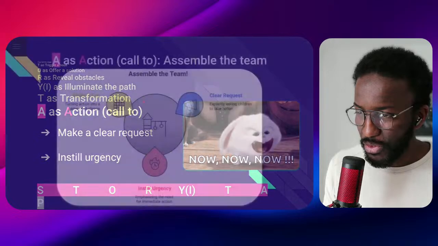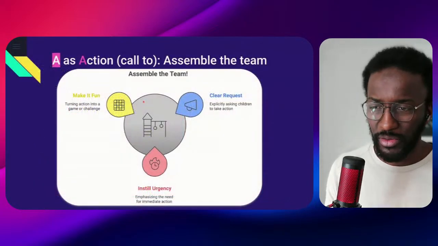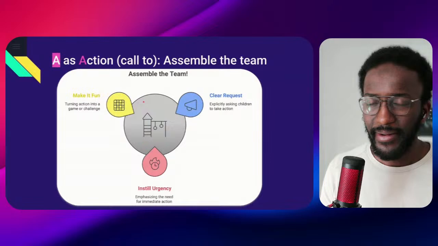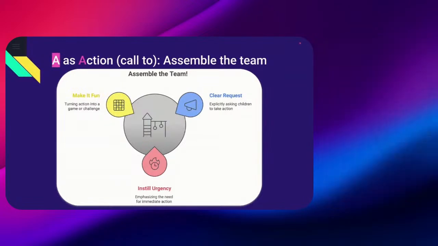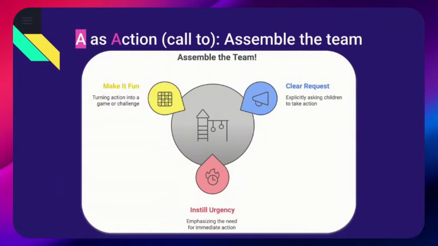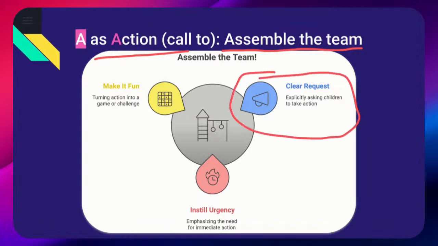Before going back to the story, let's do a deep dive on how you can implement it in a more actionable way. The call to action for kids is to assemble the teams. As I said, a very clear request. If you are telling a story to kids, you have to make sure of the call to action, the clear request that you want them to take at the end of your story.